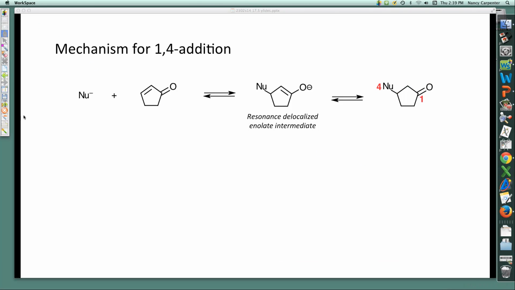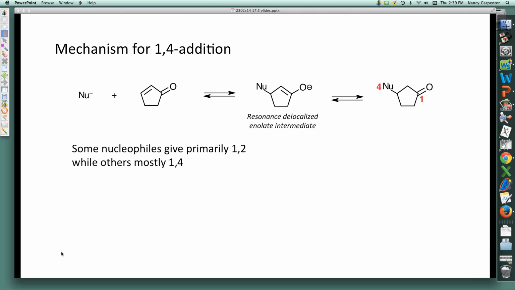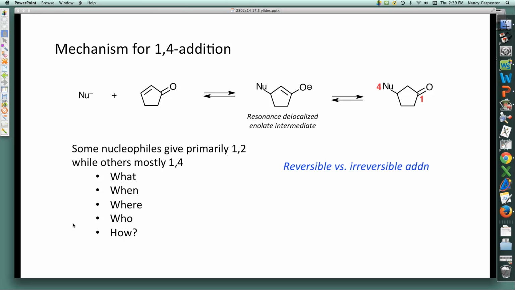Okay, so the problem with conjugate addition is that this guy can kind of go one place or the other. And as chemists and people who make new molecules, we want to know where that nucleophile is going to go. So when do I get 1,2? How do I get 1,4? All of those questions need to be addressed. They're addressed in Chapter 17 by 3 features.